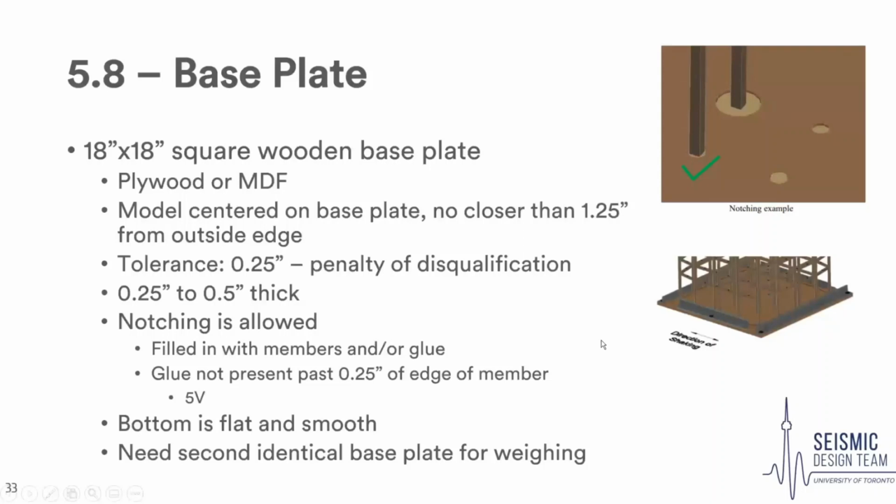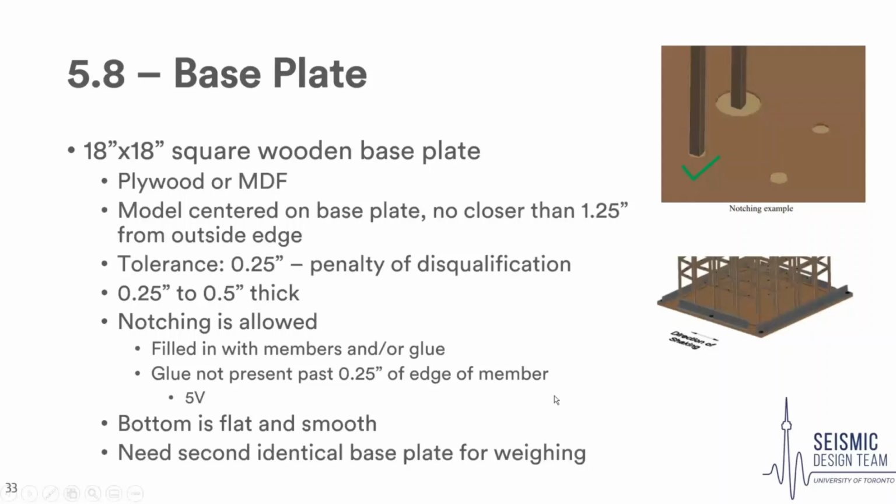And then it has to be between 0.25 and 0.5 inches thick. You're allowed to do notching, which I'll talk about in one sec, but it's just basically these holes that you can make. The bottom has to be flat and smooth, and you need a second identical base plate to bring to the competition to weigh your tower. Because what they're going to do is they're going to weigh your tower, and then they're going to tare off, they're going to like TARE. So they measure the weight of your base plate and your roof plate, and then they take that weight off of the weight of your tower to get the weight of kind of like your actual balsa wood building.